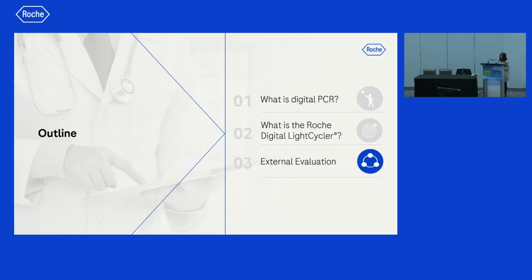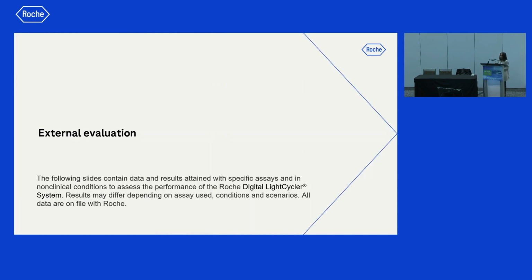So again, up until now, I've shown you the features of the system itself, the workflow, and the data outputs. And so now I'd like to transition and really talk about this external evaluation, because at the end of the day, what really matters is how the system performs. And so to this end, we really wanted to test the performance of the Digital LightCycler system. And so we did this by conducting an evaluation across 7 sites throughout the world.